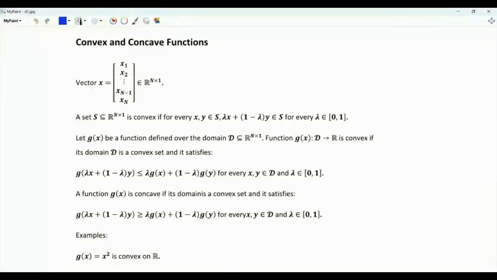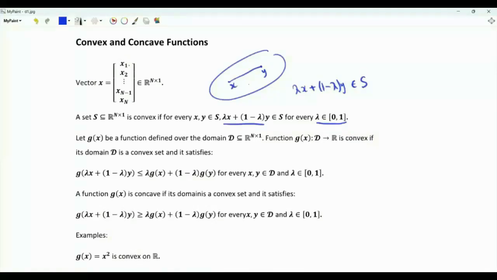Bismillah ar-Rahman ar-Rahim. Vector x is n-dimensional. It has n components from x1 to xn. A set S in the n-dimensional real space is convex if for every x and y in the set and for every lambda from 0 to 1, the point lambda x plus 1 minus lambda y is in S. This is the set of the points on the line segment connecting x and y.